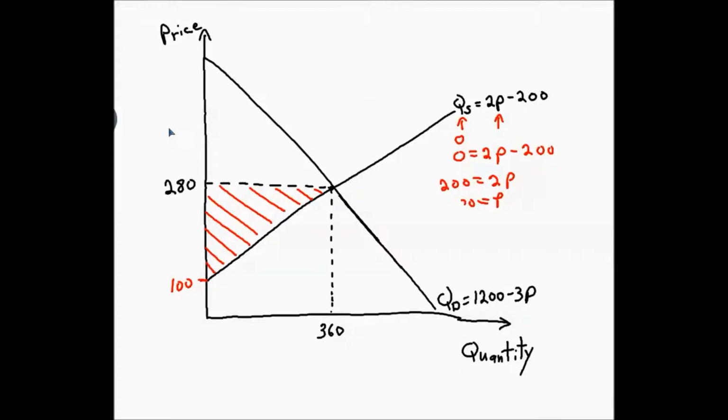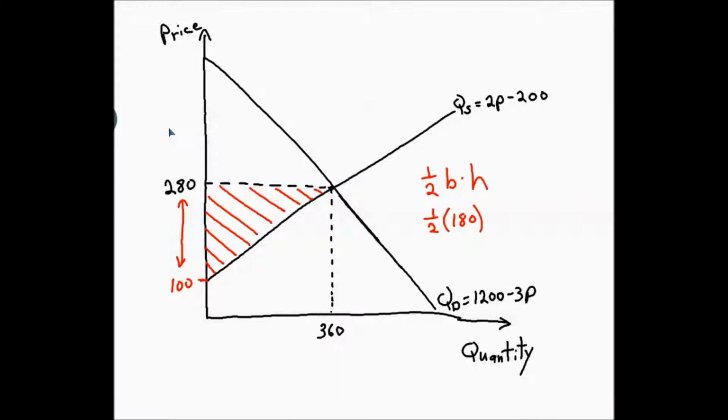Now we can find the producer surplus. It is simply the area of the triangle, 1/2 the base times the height. Turning the triangle 90 degrees counterclockwise, the base would be this distance right here, which is 180. So it would be 1/2 times 180 times the height, and the height is 360. So producer surplus is 0.5 times 180 times 360. I get producer surplus of 32,400.